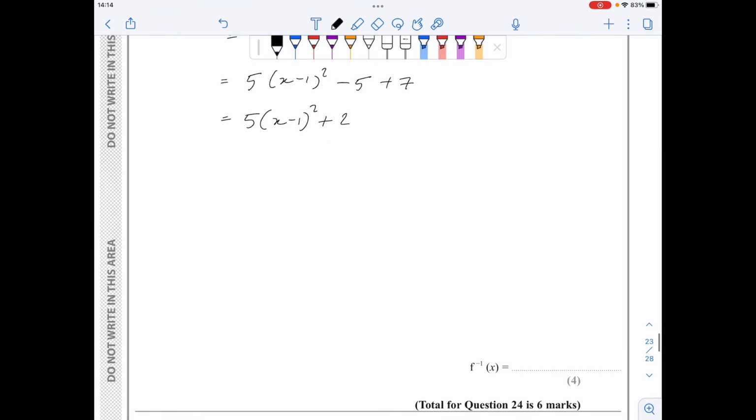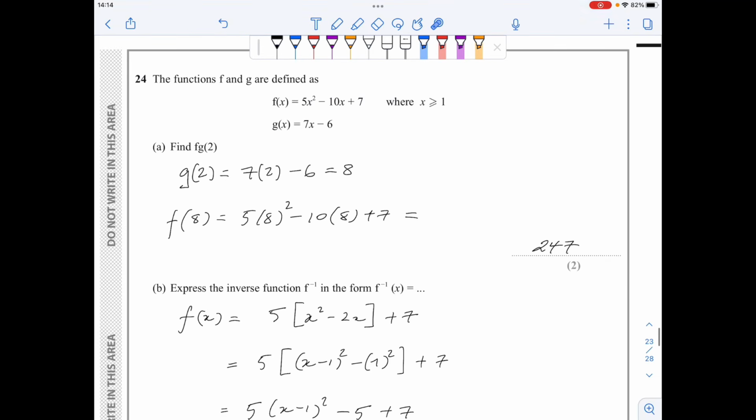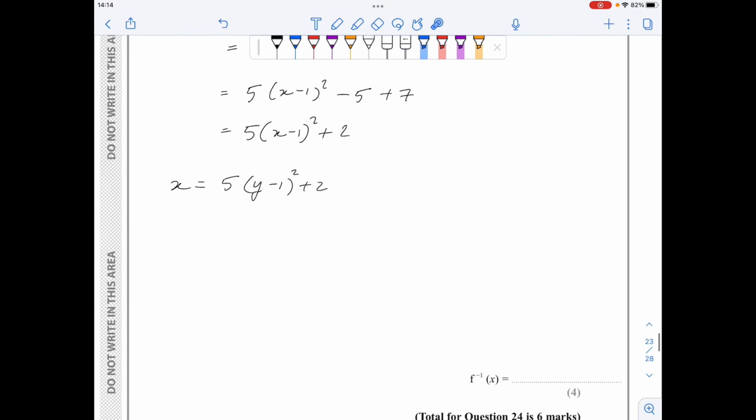So now I will reverse the roles of x and y. So x equals 5(y minus 1) squared plus 2. Note that when I originally had this function, I had a restriction, x was greater than or equal to 1. Once I changed the roles of x and y, now I will have y bigger than or equal to 1. This will be useful at the end of the question.